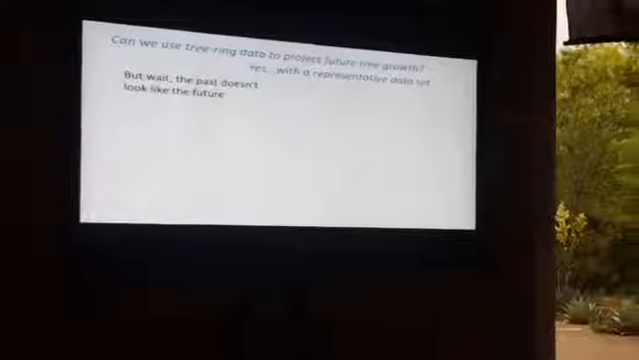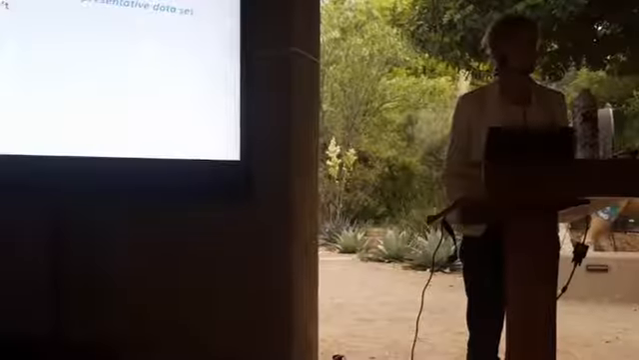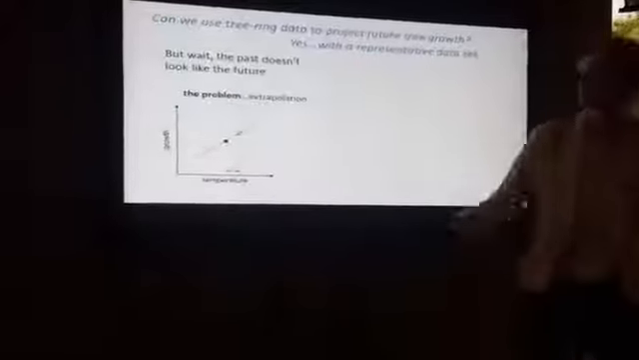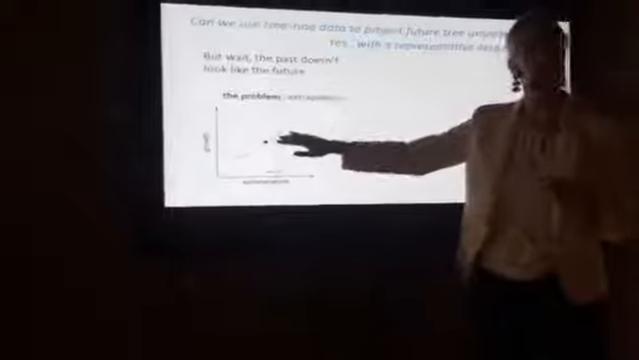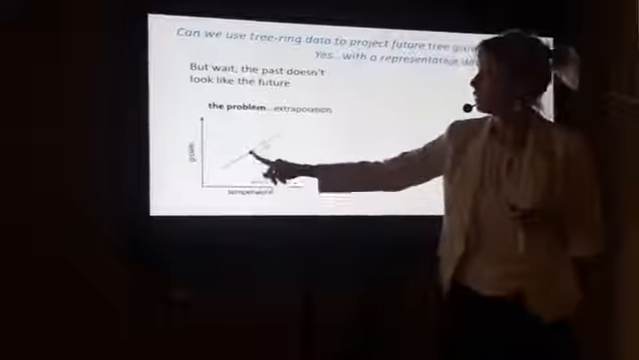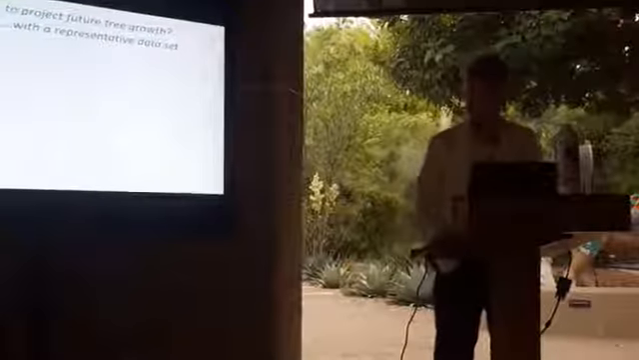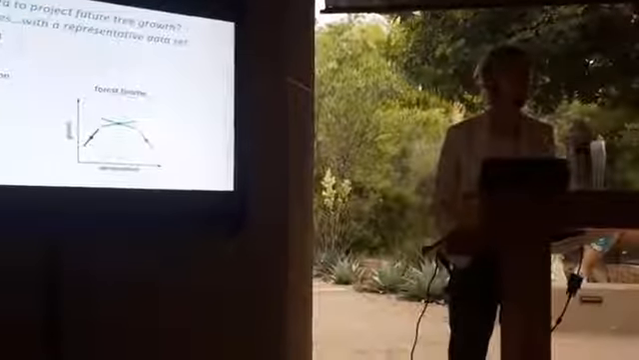But wait, there's a problem. The future doesn't look like the past. So if the future doesn't look like the past, how can we use the past to predict the future? This is what I showed you at the beginning, this idea that we're just going to fit a linear regression, and then we're going to say, okay, if temperature warms, then we're going to move up this line, and then growth is going to increase. The problem is that at some point, one would think maybe further increases in growth might not be a good thing for these trees, and they might actually become a bad thing.